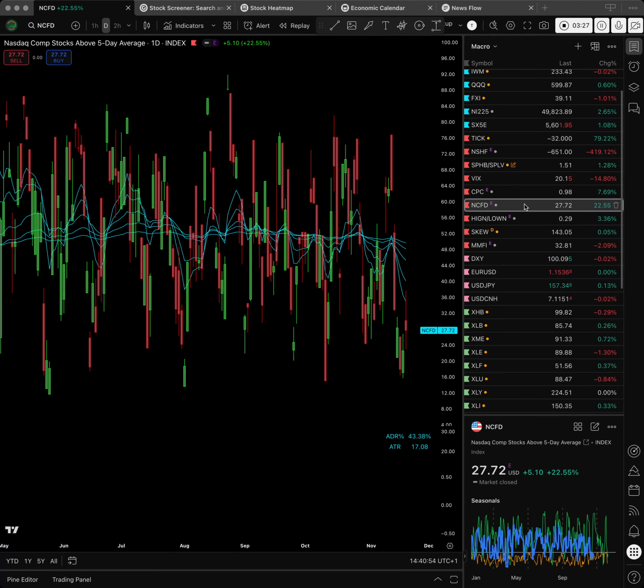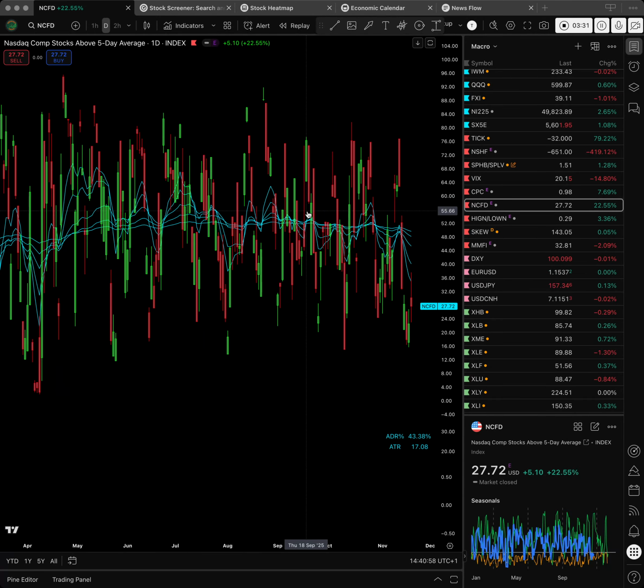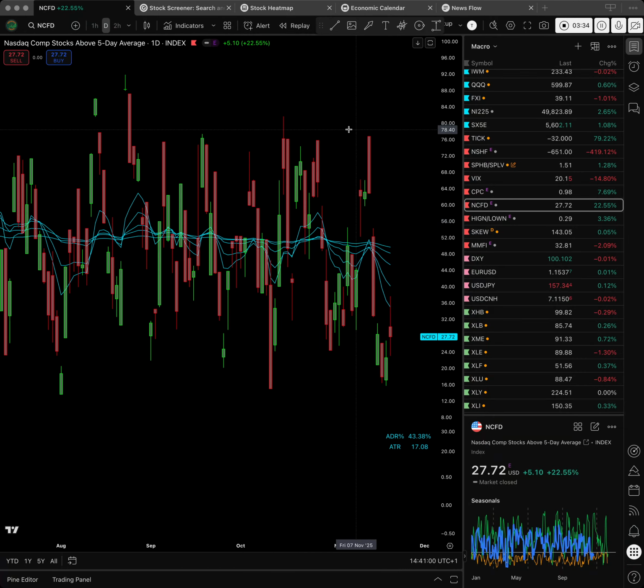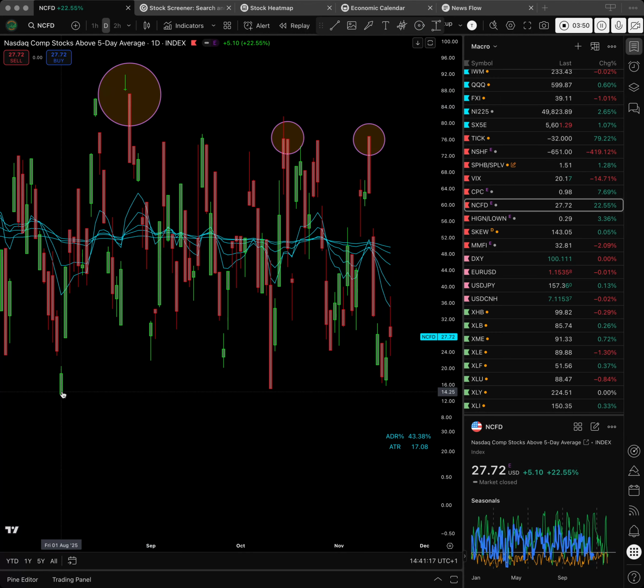NCFD, Nasdaq stocks above 5-day average. Also, you can use it for contrarian indicators. When it's very high, you're probably set for a pullback, or here, and so on. And of course, here on the downside, the opposite is true. You're probably due for a bounce.